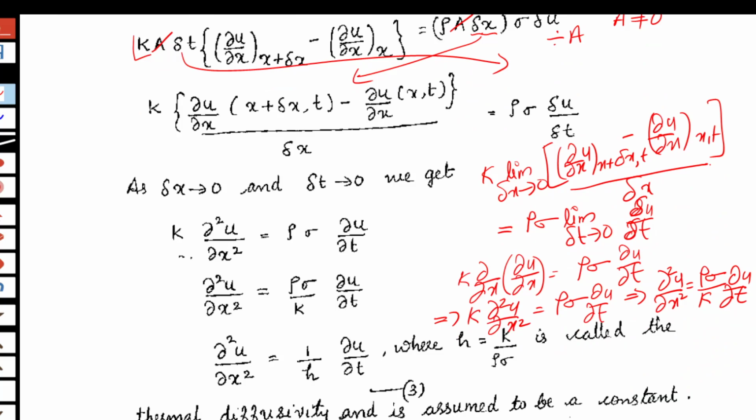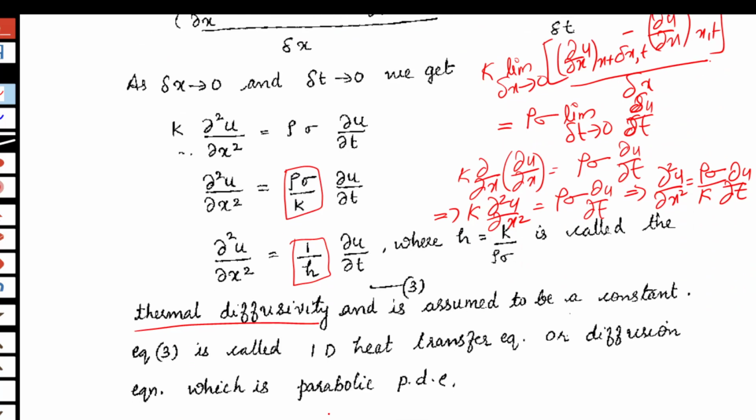Now I write the constant rho sigma by K as 1 by h, where h is K by rho sigma, which is called the thermal diffusivity, or the diffusion constant of the heat equation. Now this differential equation ∂²u/∂x² is equal to 1 by h into ∂u/∂t is known as the one-dimensional heat transfer equation or diffusion equation.